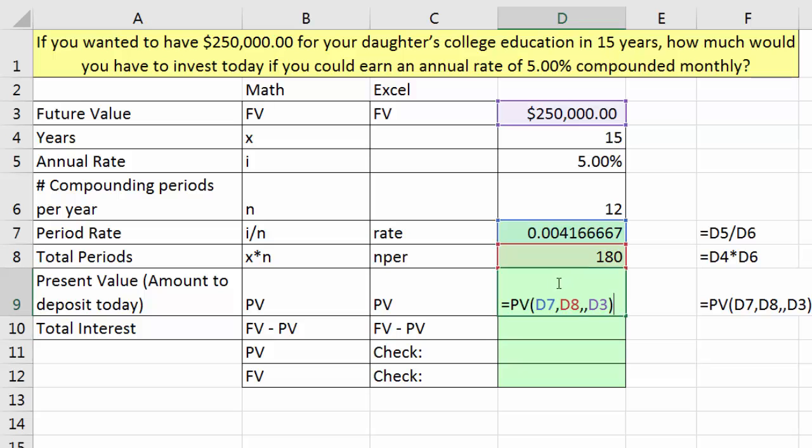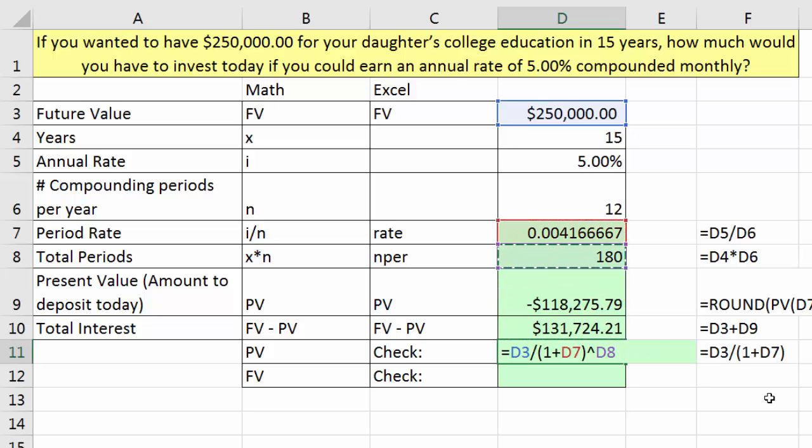Now I'm going to round this F2, round, comma 2, close parentheses, and enter. Total interest earned. I'm going to take future value plus this minus, same thing as subtracting, and enter. That's a lot of interest. We'll check with our math formula. There's the future value divided by, in parentheses, the period rate, caret, and there's our 180, and enter.